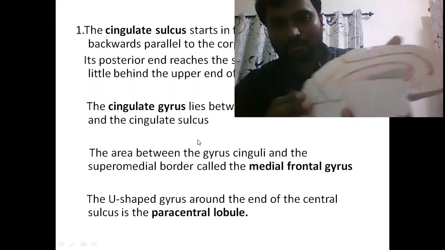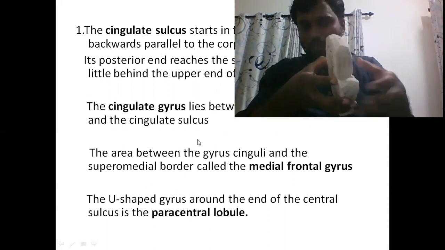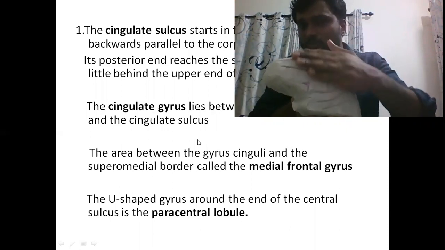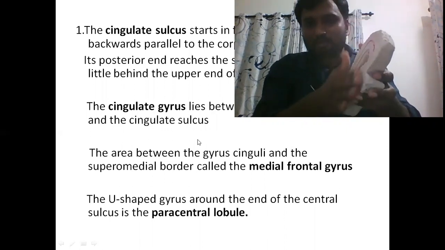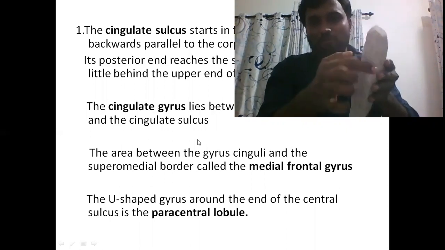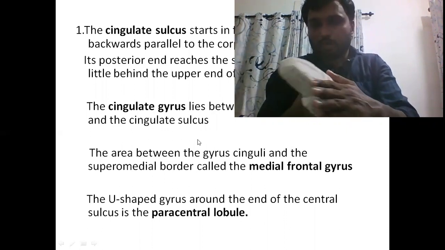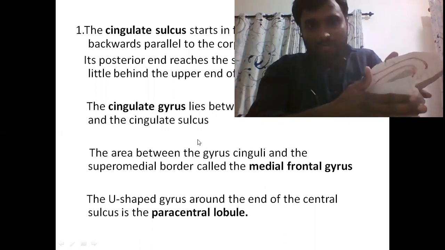Here is the model of the cerebral hemisphere with the three surfaces. This one is the superolateral surface, this one is the medial surface, and this one is the inferior surface. Now we know the sulci and gyri of the superolateral surface. Today we are going to see the sulci and gyri of the medial surface.